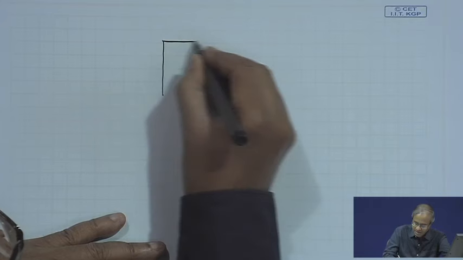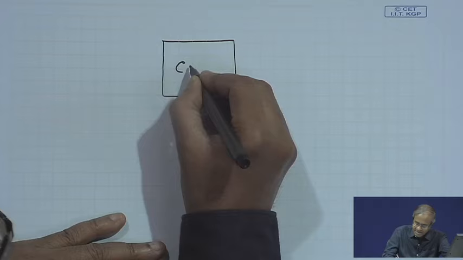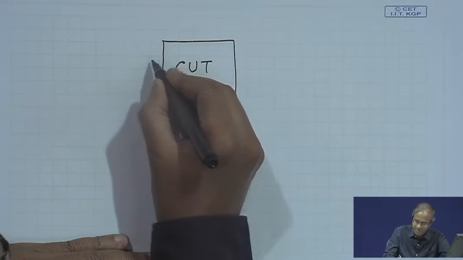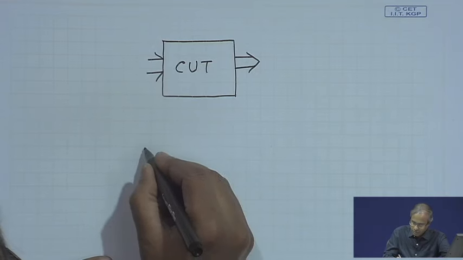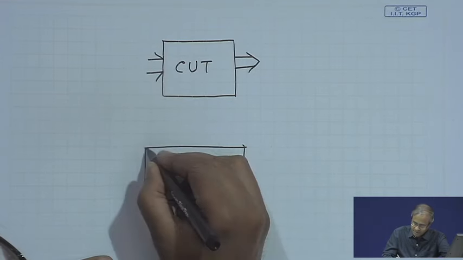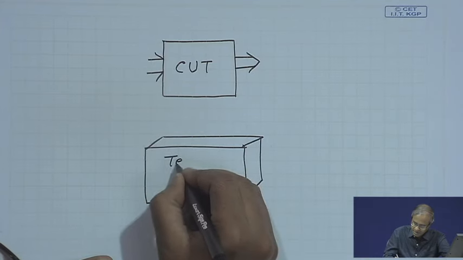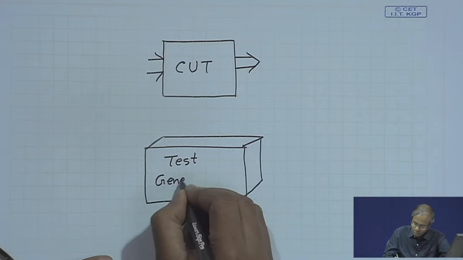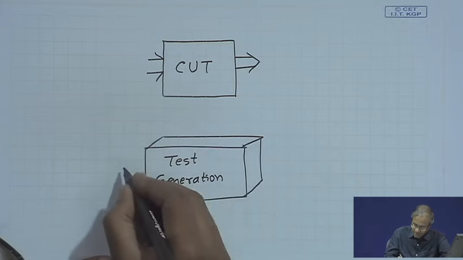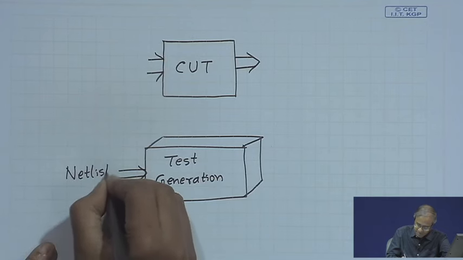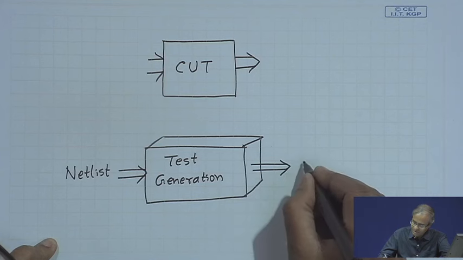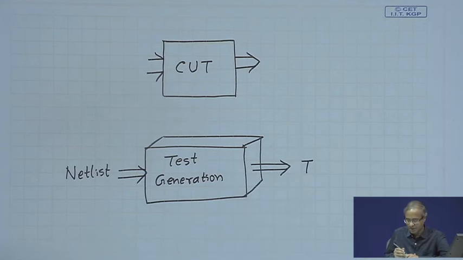Let us see what is the conventional approach. I am just trying to show it diagrammatically here. I have a circuit under test, CUT. I have a functional specification. There are inputs, there are outputs. What I do is use a test generation tool, where as input I shall be providing the circuit netlist, let us say, or some kind of specification, and the test generation tool will give me a set of test vectors T. Now, this is done once.